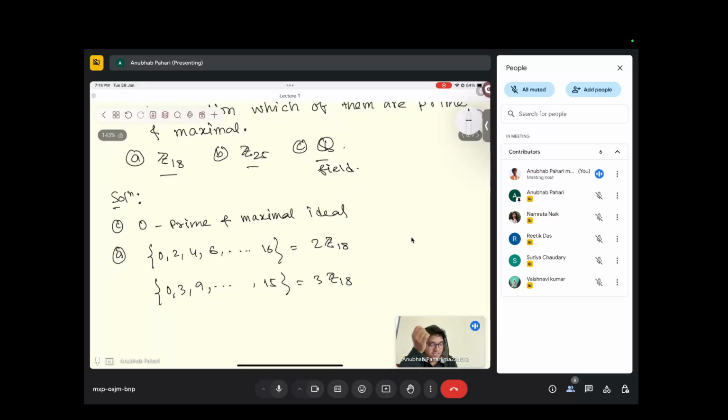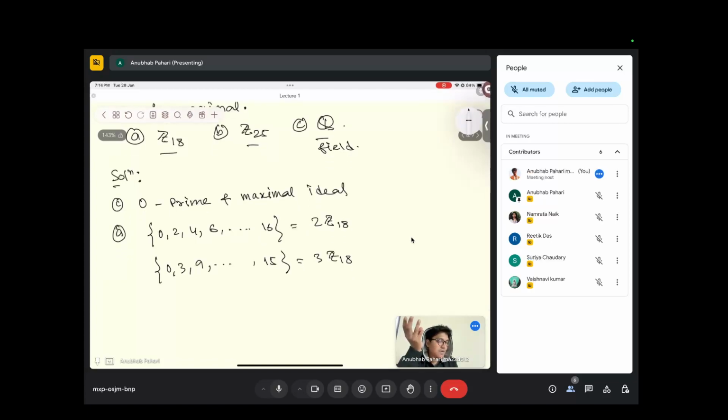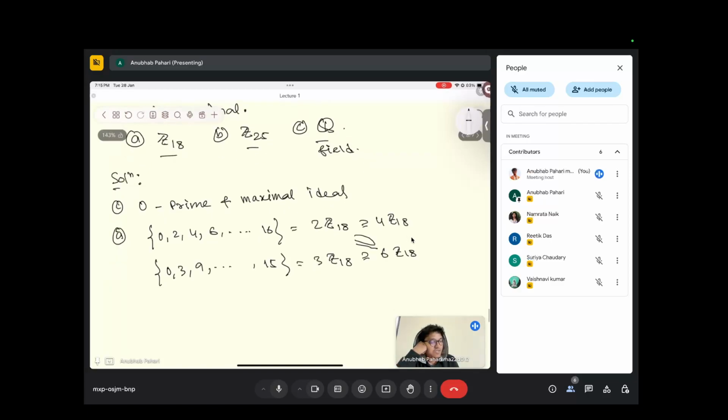Again there are 4Z18 and 5Z18, all of them are there, but you need to make sure whether they are ideals or not. You see that 4Z18 is contained in 2Z18, and 6Z18 is contained in both of them. These are all subgroups.